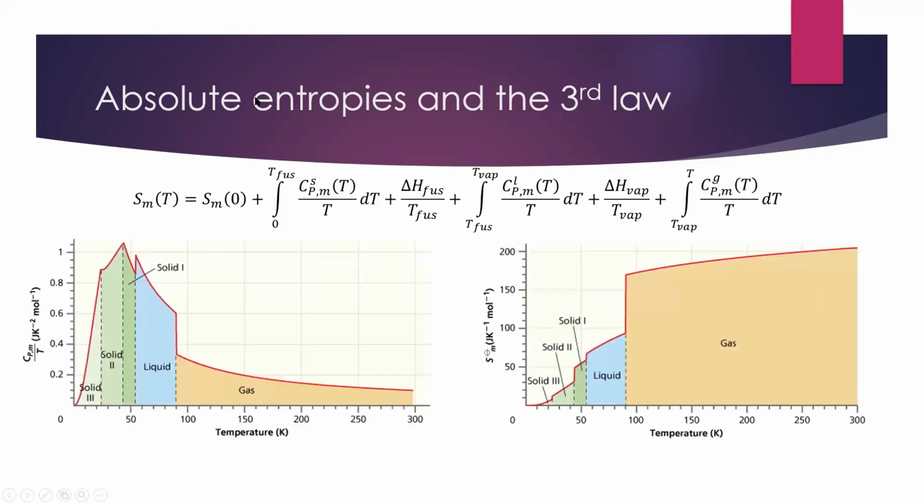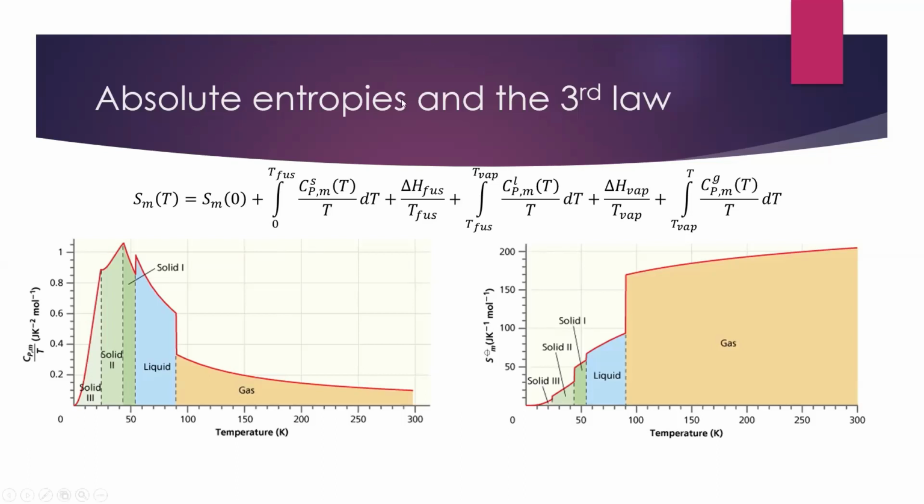So we can calculate how the entropy changes at any temperature for any substance using the following equation. Starting at 0, we can say that at 0, the entropy is 0, so this number here would be a 0. Then we need to integrate the heat capacity of the solid as a function of temperature, over the temperature, dT. We integrate that from 0 up until the melting point, and that calculates the entire entropy contributed from the solid phase.